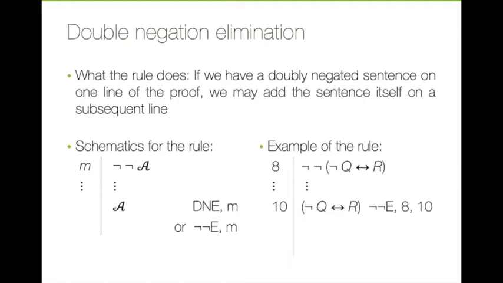And our example illustrates that A can be a sentence of any level of complexity. So here we have the double negation of not Q if and only if not R on line 8. And then the double negation elimination rule allows us to drop the two negations and just get not Q if and only if not R on line 10. And that's justified by double negation elimination and line 8 where the double negation appeared. It's important when using this rule to be careful about the scope of negation.